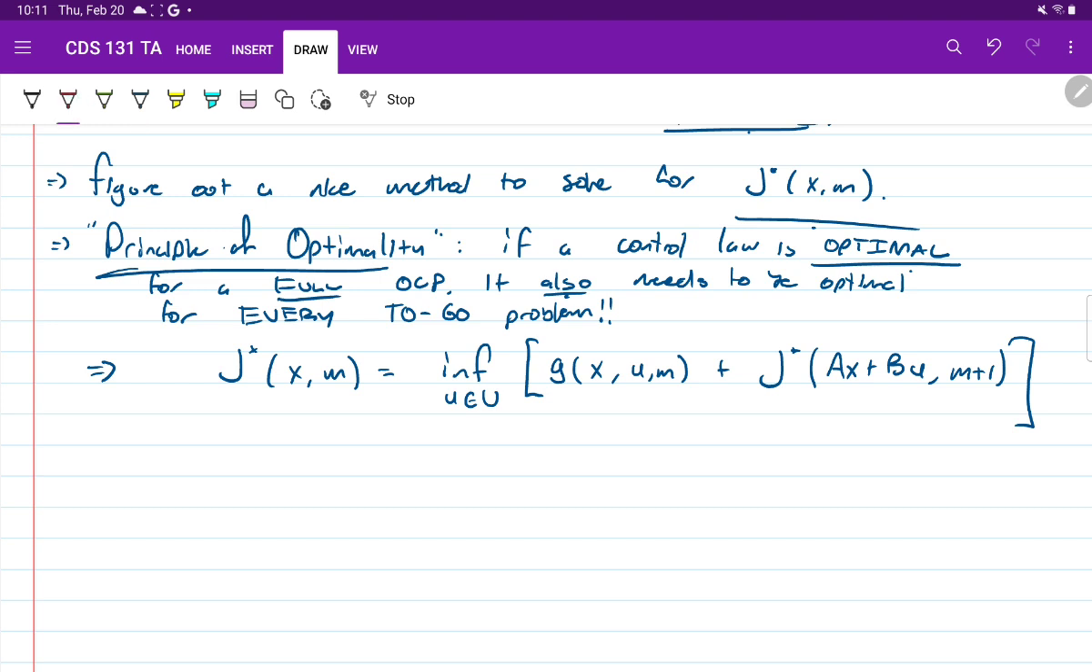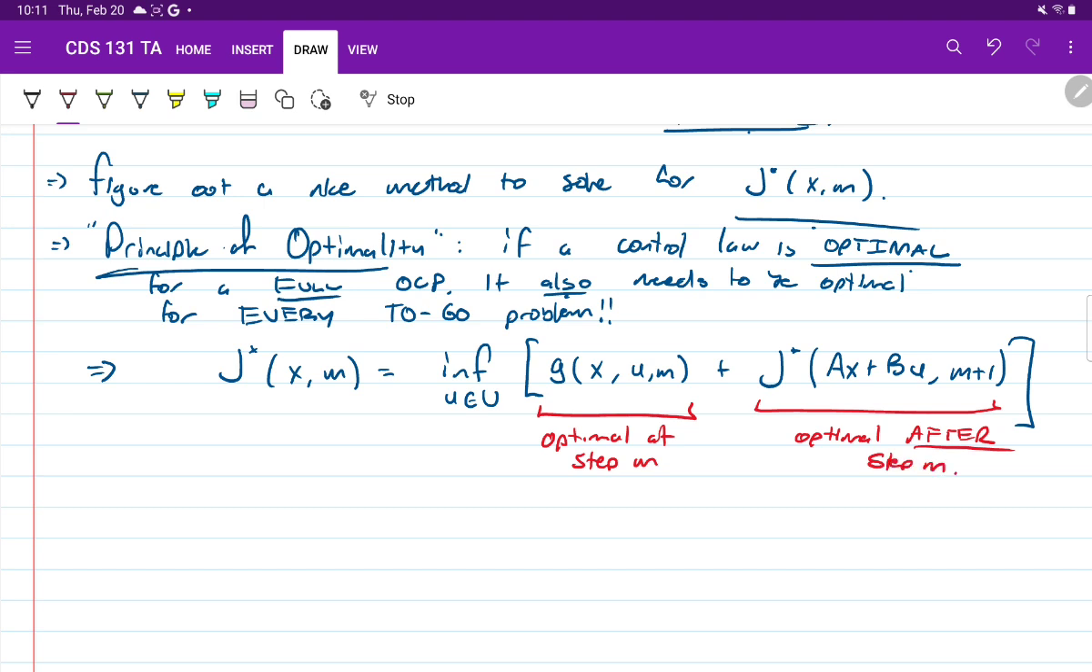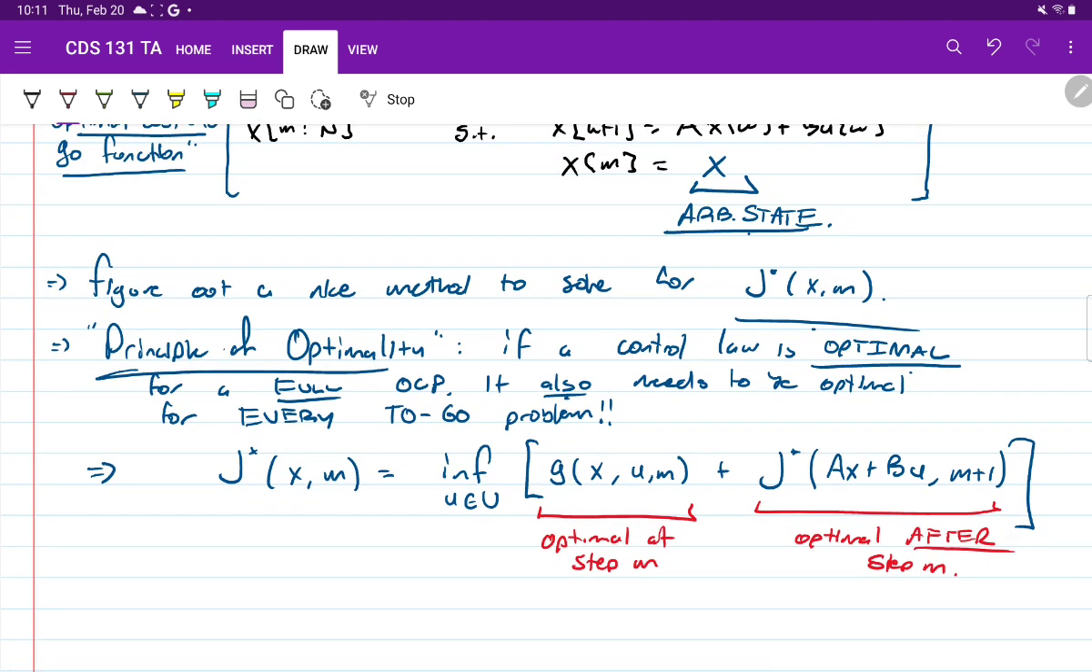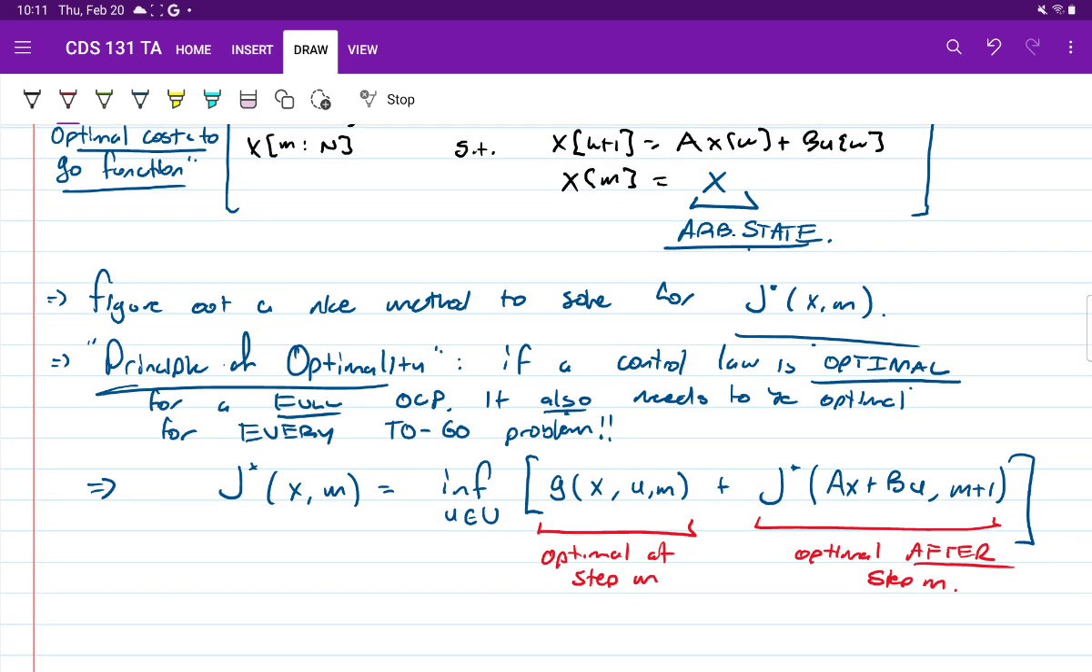So what the principle of optimality states is that I need to be optimal at step m, and then I need to be optimal after step m, okay? We have this important idea that if we're optimal at step m, then we need to be optimal in every to-go subproblem after step m. Otherwise, we would contradict this principle of optimality. So what this does is enforce this nice recursive structure amongst all of these optimal cost to-goes.